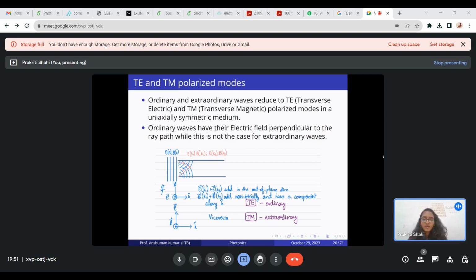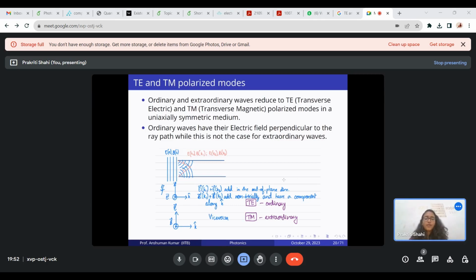Now let's say that we are considering a plane wave wherein the electric field is perpendicular to the direction of this medium. In that case, the electric fields of the two waves add in the out of plane direction trivially, and we get some E of k1 plus E of k2. But the magnetic fields, since the radial distance of k1 and k2 from the point of origin of these waves are different, we see that B of k1 and B of k2 add non-trivially and have a component along this general k cap direction. And this means that there is some magnetic field component in the direction of propagation of the wave.